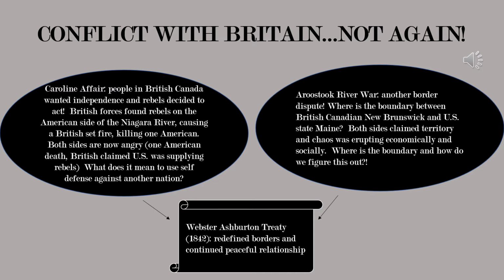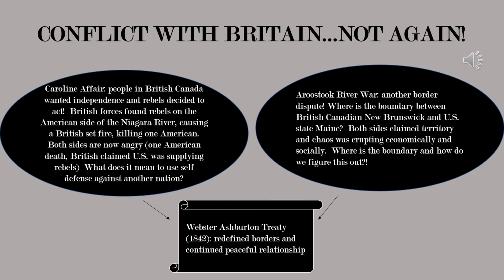So this was going to deal with this boundary between the British Canadian land of New Brunswick and the United States state of Maine. So both sides claimed this territory was theirs, and you're going to see a lot of chaos happening because the Canadians and the Americans are going to both be living on this land, claiming it's theirs, arresting people who they thought were trespassing, and this was going to hurt them both economically and socially and cause a lot of violence and really just chaos in these lands.